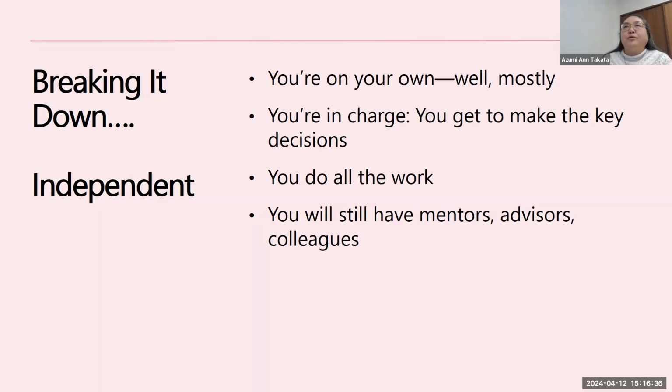Yes, it's independent. You're mostly on your own, but you will still have mentors, advisors, and colleagues that you're going to be working with. So independent doesn't necessarily mean that you're alone. You'll have other people to consult and people to advise you, but it does mean that you are making most of the decisions on your own, and you get to make the key decisions about your project.